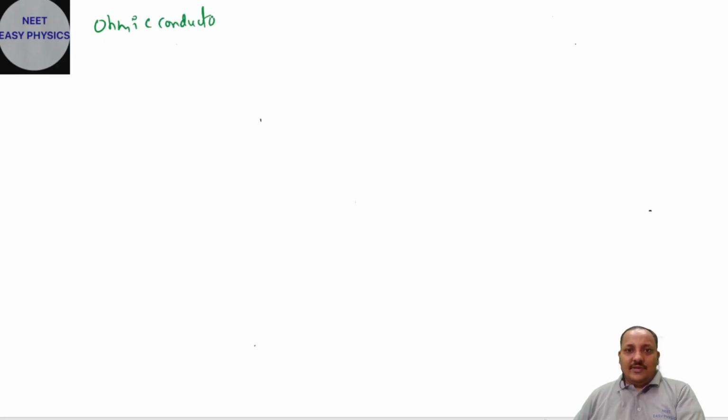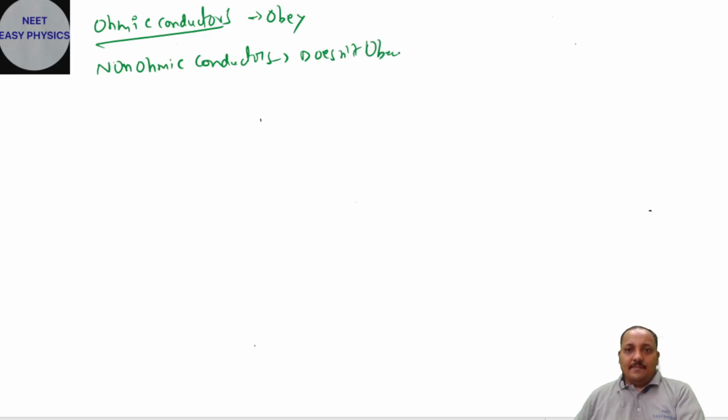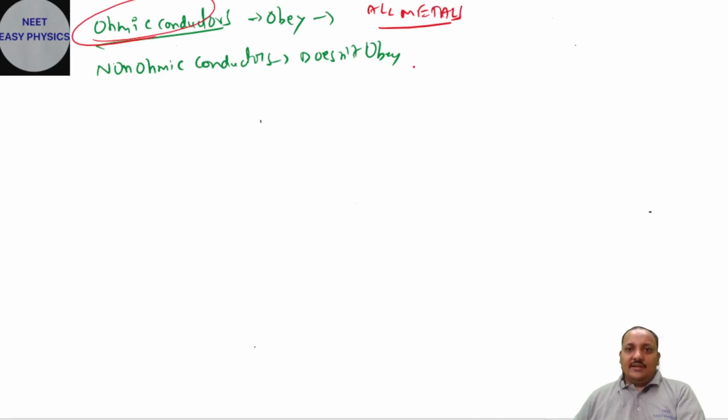Next. The conductors which obey Ohm's law are called ohmic conductors. So which does not obey Ohm's law? Non-ohmic conductors do not obey it. All metals will be coming under ohmic conductors. All semiconductor devices and transistors, like the PN junction diode, all these will be coming under non-ohmic conductors.